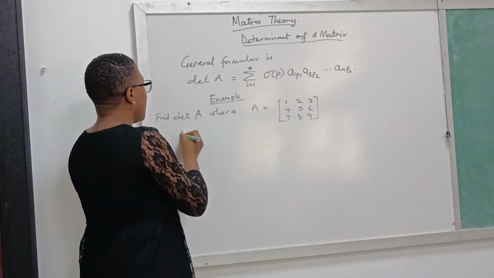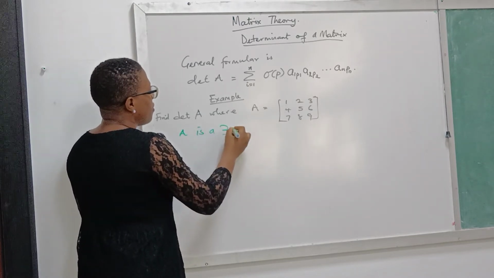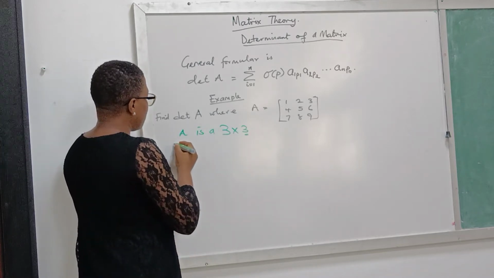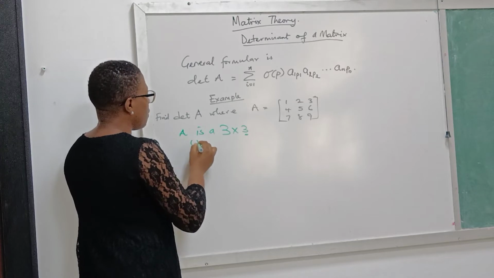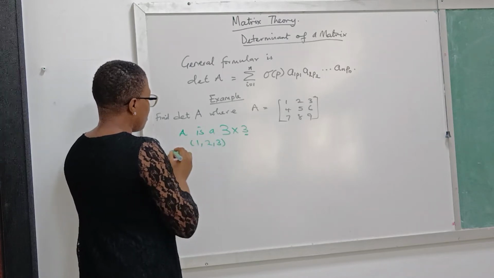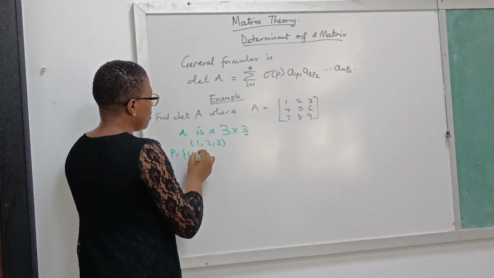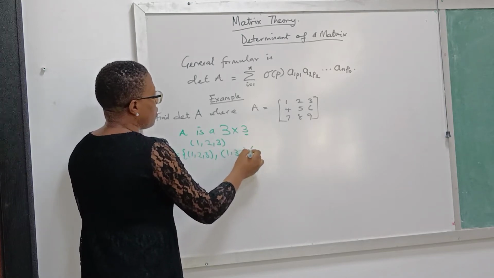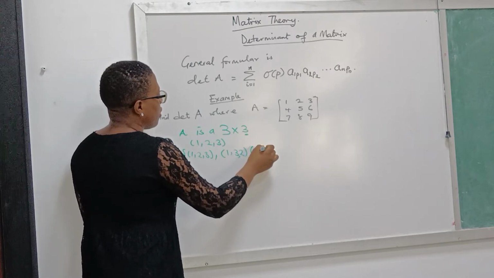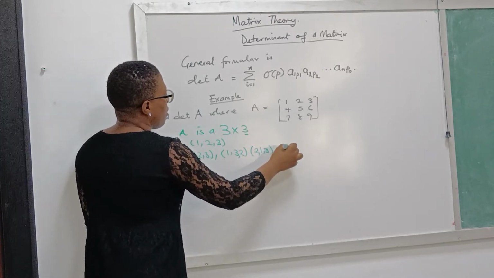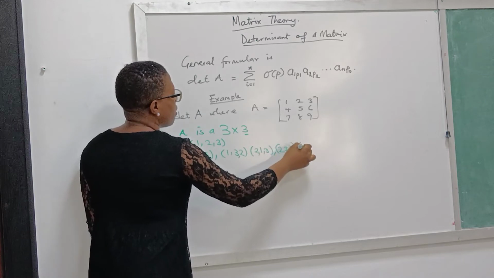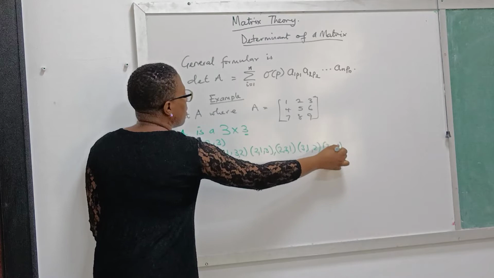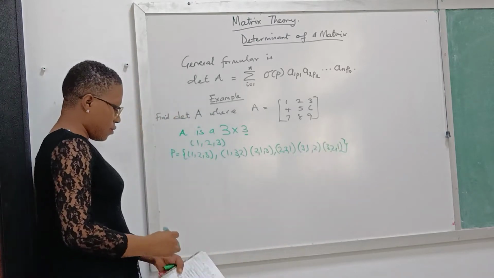Formula. We see that A is a 3 by 3 matrix, so n is 3. The partitions of 1, 2, 3 are: P is 1, 2, 3; 1, 3, 2; 2, 1, 3; 2, 3, 1; 3, 1, 2; 3, 2, 1. So next is to get the sign of the partition.